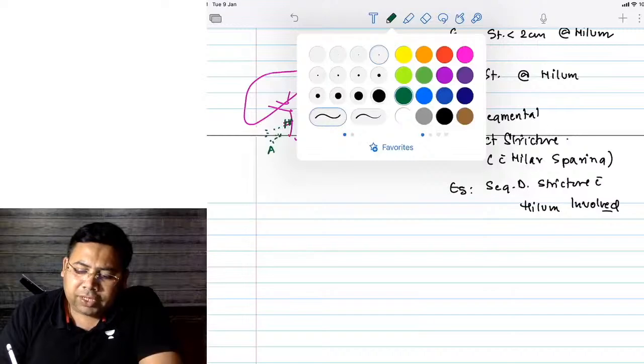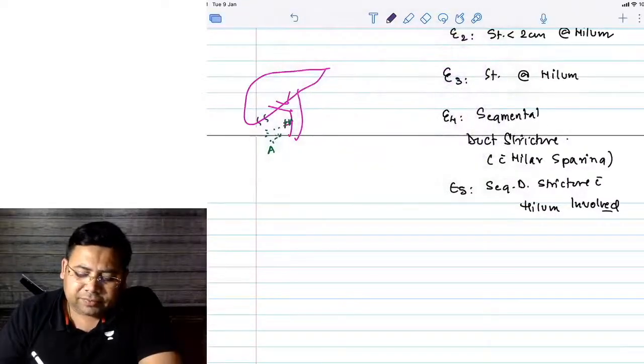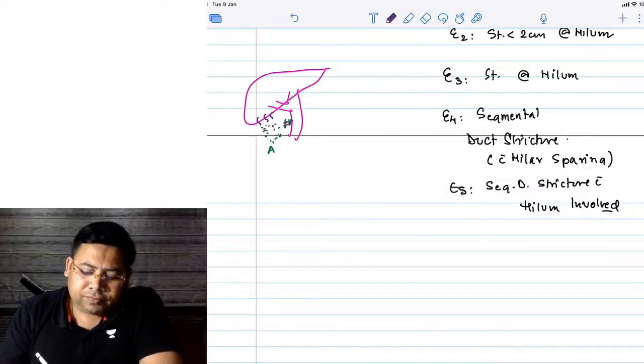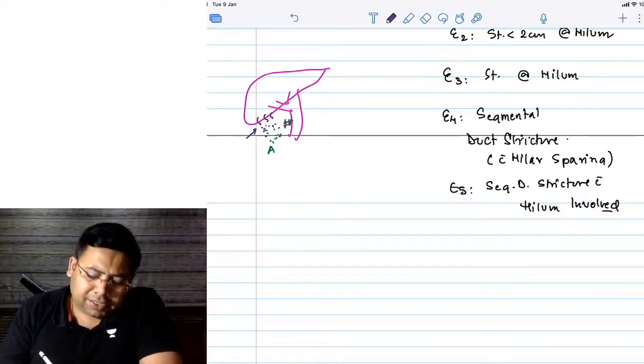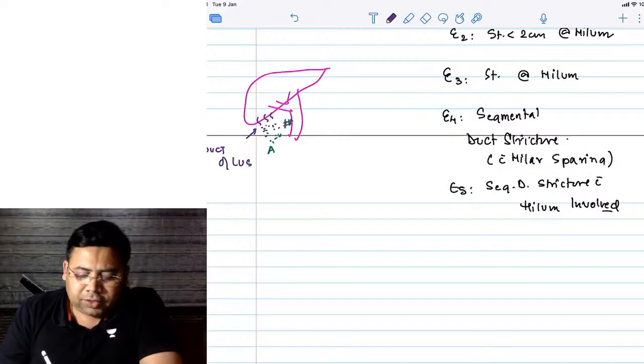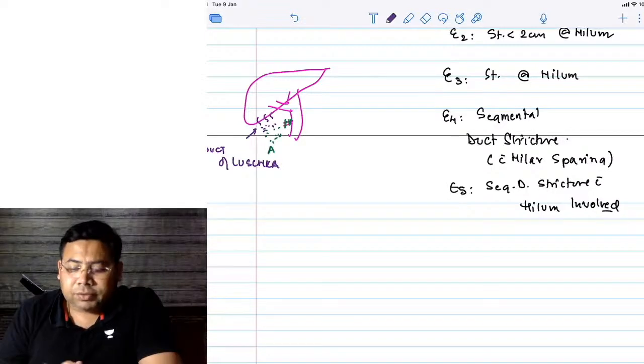Sometimes you might also encounter some accessory ducts. They might also leak. What are these? The classical example is the duct of Luschka. So duct of Luschka is a classical example.